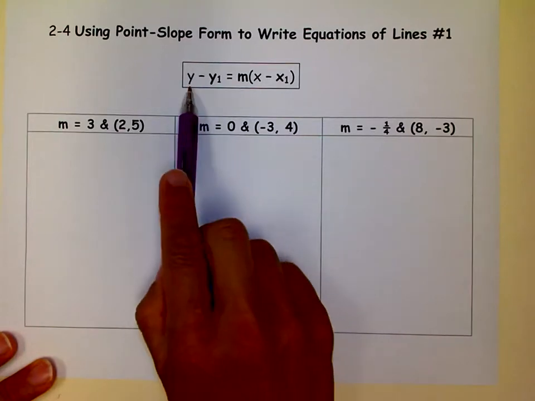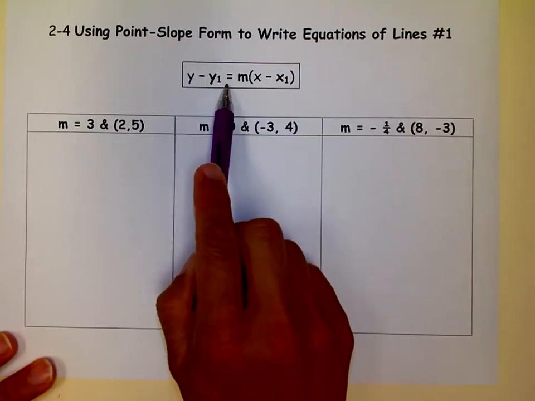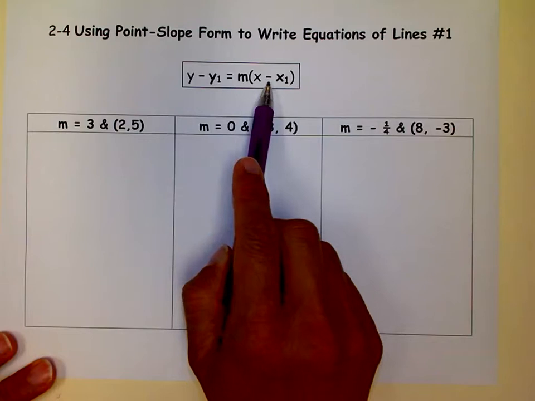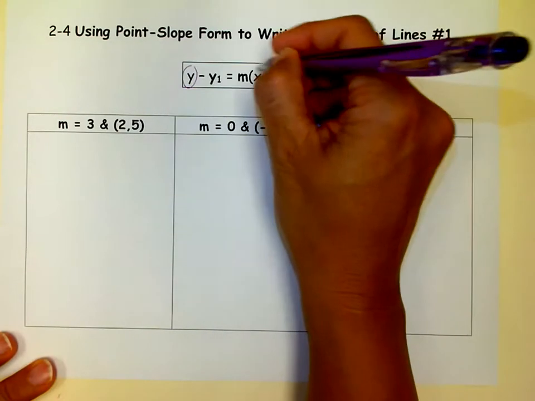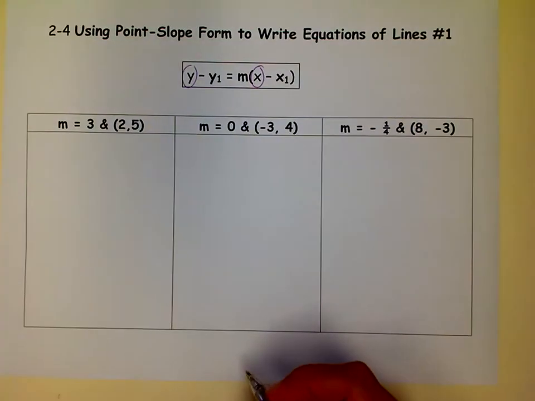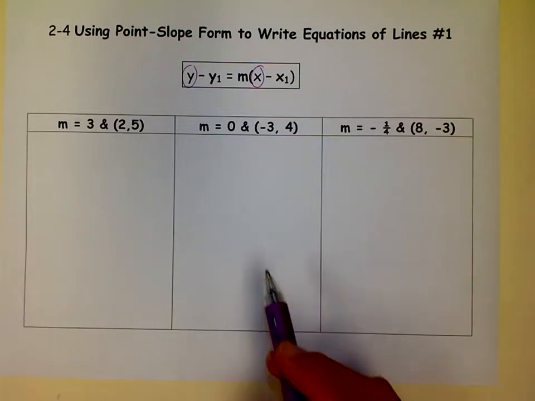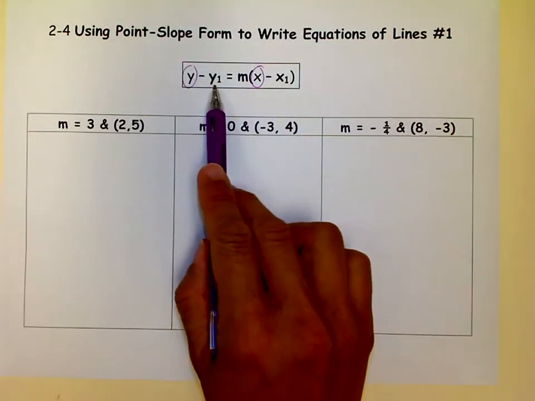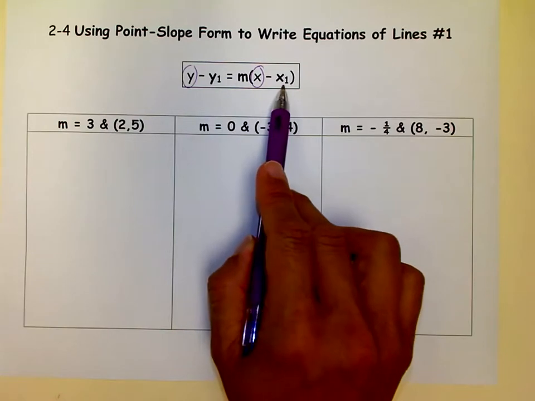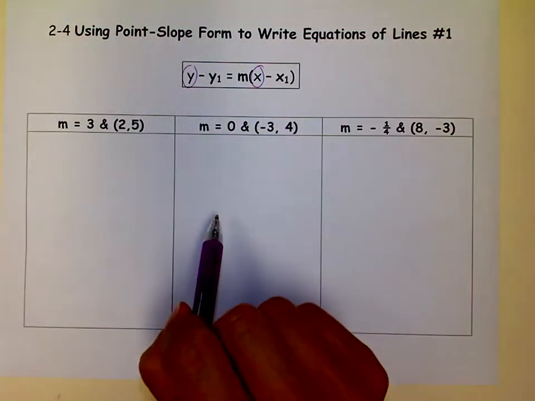So remember, your point-slope form is y minus y1 equals m times x minus x1. This y and this x are the real y and x. The other ones are going to be numbers. So this y1 is the y-coordinate of the point you're given, this x sub 1 is the x-coordinate of the point you're given, and m stands for slope, if you remember.